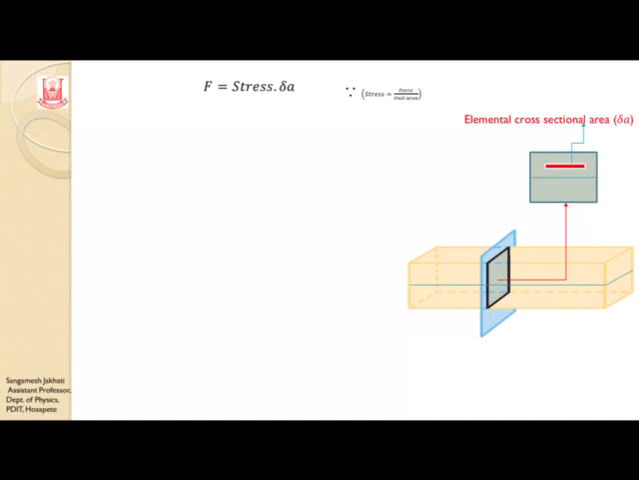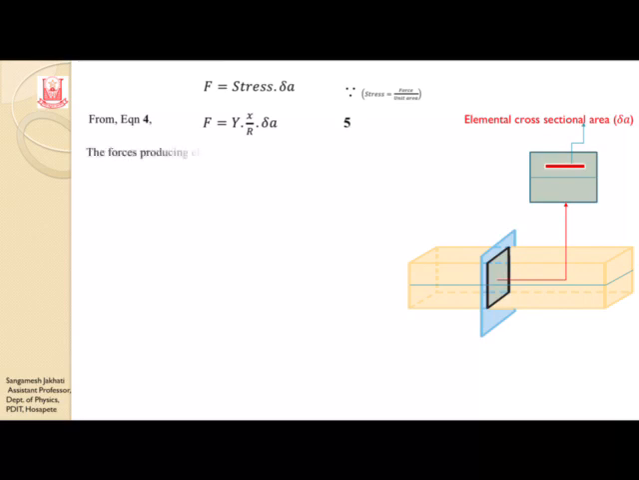There is a small area that we have considered here. For understanding purpose I have marked it in a very large portion, but actually it is a very small elemental area, that is delta A. So from equation 4, as previously taken, F is equal to y into x by r into delta A.